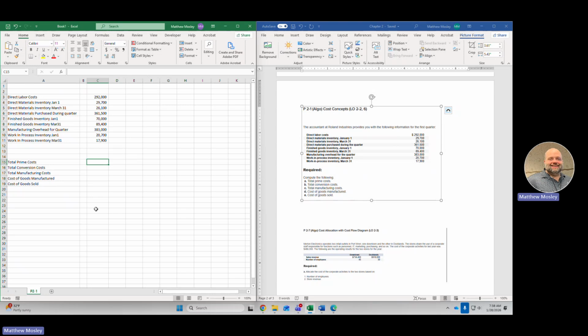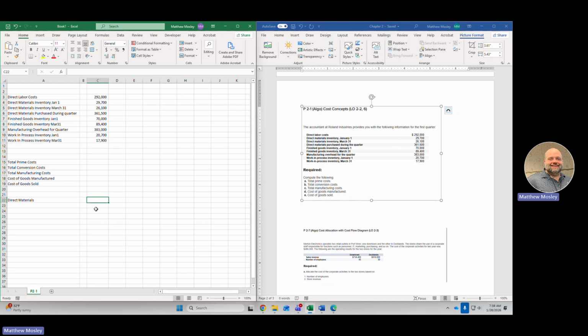All right, so the total prime cost. As you may know or remember from class, total prime costs include direct materials and direct labor, right? Well, we are given the direct labor right here, but we're not given the number for direct materials right away. So we're going to have to go ahead and do that math ourselves, right?